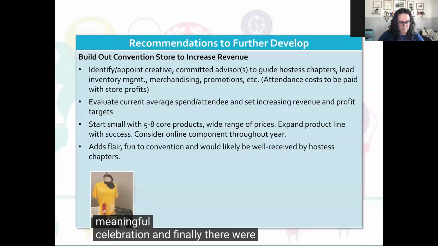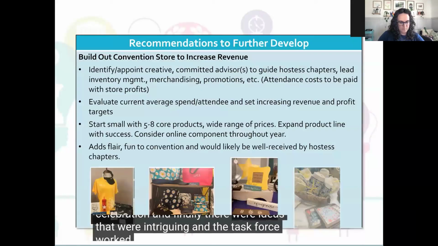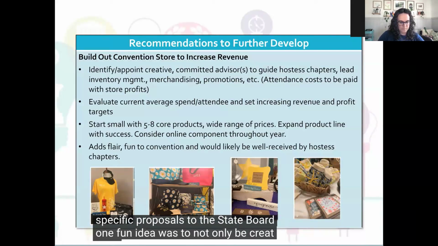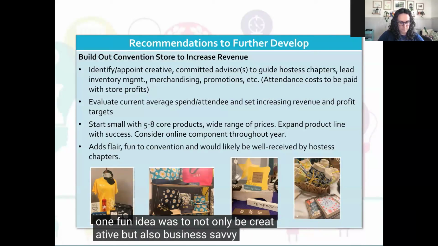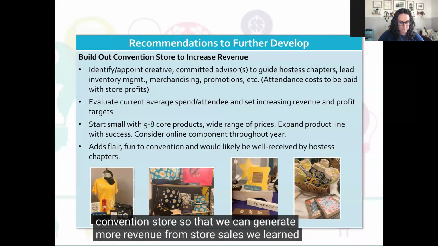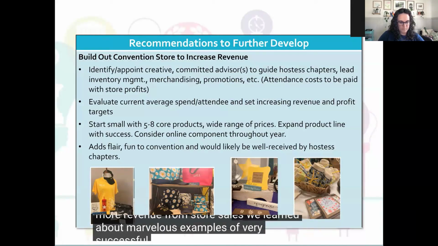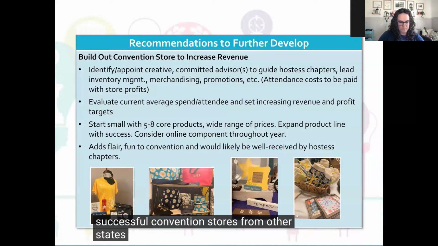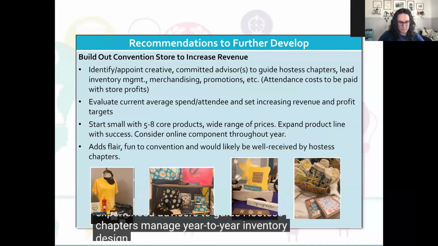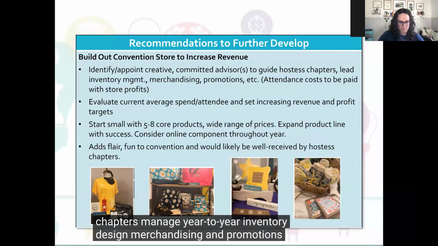And finally, there were ideas that were intriguing, and the task force worked to further develop them with specific proposals to the state board. One fun idea is to not only be creative, but also business savvy with our convention store so that we can generate more revenue from store sales. We learned about marvelous examples of very successful convention stores from other states, and that it requires a more dedicated approach with committed, experienced advisors to guide hostess chapters, manage year-to-year inventory, design merchandising and promotions, etc.